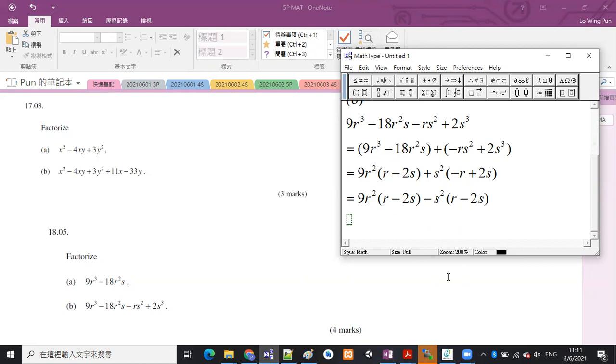So let's take the common factor out. So r minus 2s. And then what is remaining is 9r squared minus s squared. Okay? Is that the end? I'm so sorry. That's not the end yet. Because this 9r squared minus s squared can be written as a squared minus b squared format, like this.